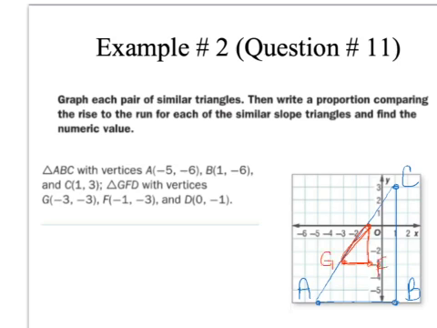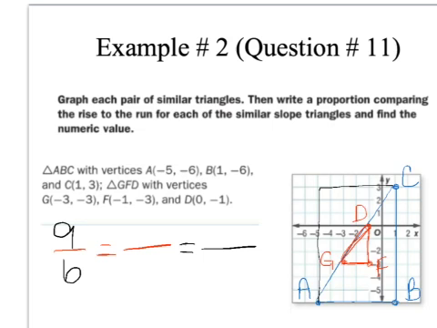G, F, D. And I want to write a proportion comparing the rise over the run from A to C and then G to D. So I have the value from A to C as the rise 1, 2, 3, 4, 5, 6, 7, 8, 9. And we're going in the positive direction, and over 1, 2, 3, 4, 5, 6. And 9 over 6, in the end, will reduce to 3 over 2.